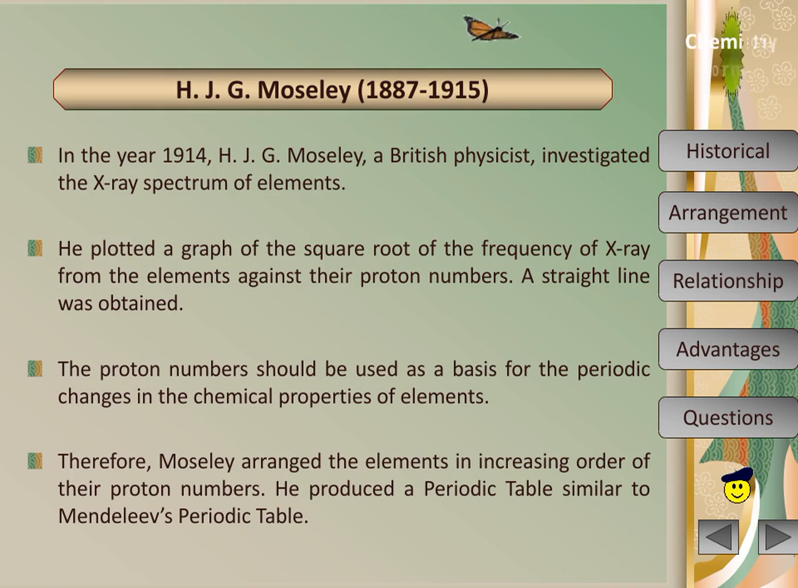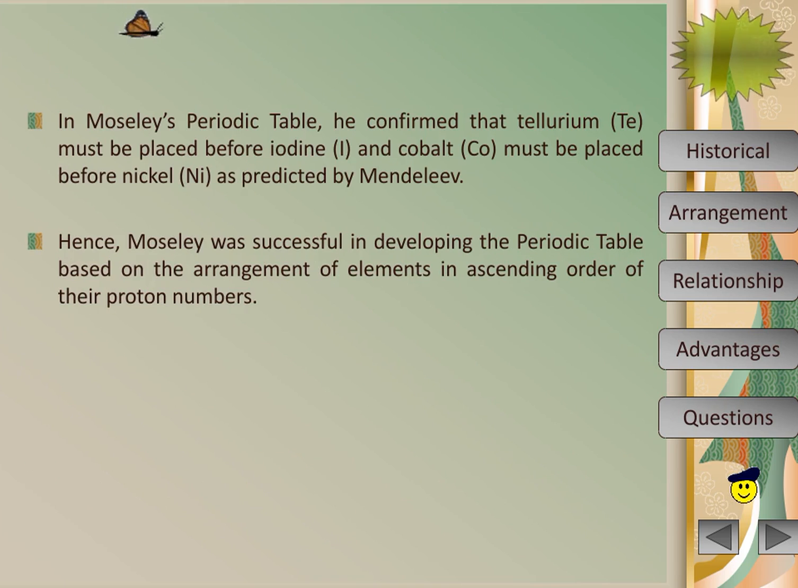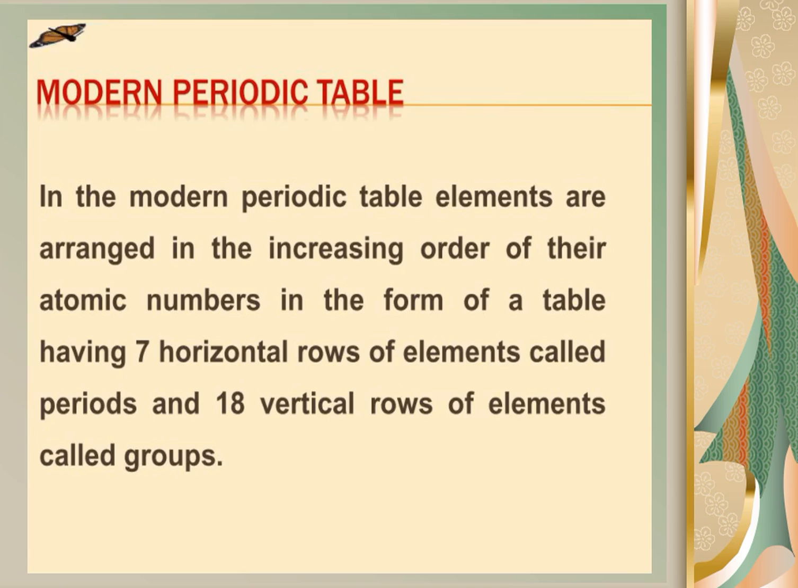Therefore, Moseley arranged the elements in increasing order of their proton number. He produced a periodic table similar to Mendeleev's periodic table. In Moseley's periodic table, he confirmed that tellurium must be placed before iodine and cobalt must be placed before nickel, as predicted by Mendeleev. Hence, Moseley was successful in developing the periodic table based on the arrangement of elements in ascending order of their proton number.